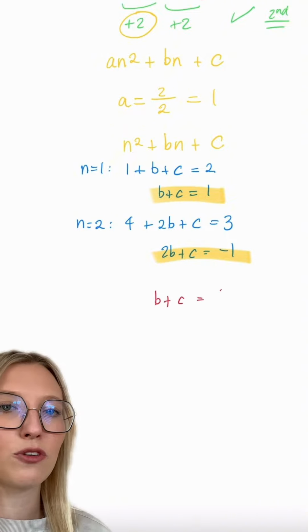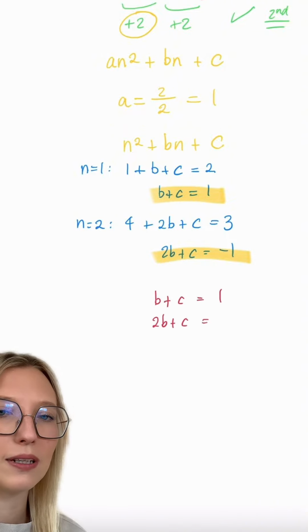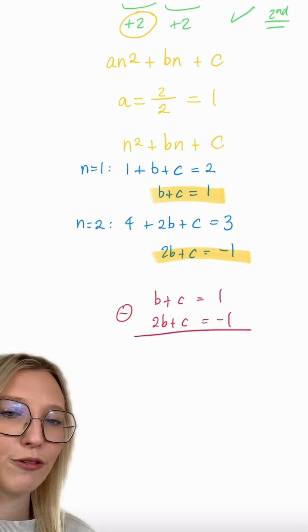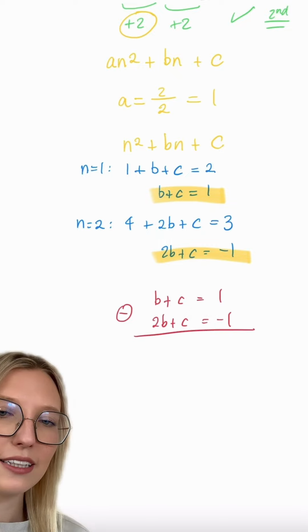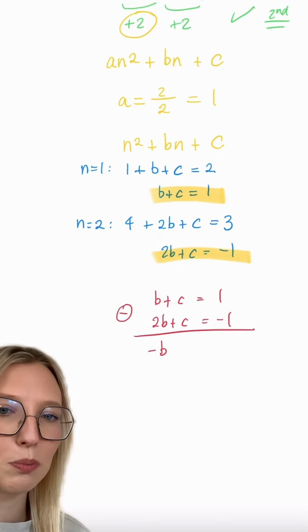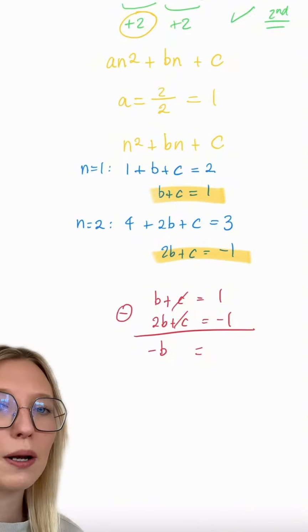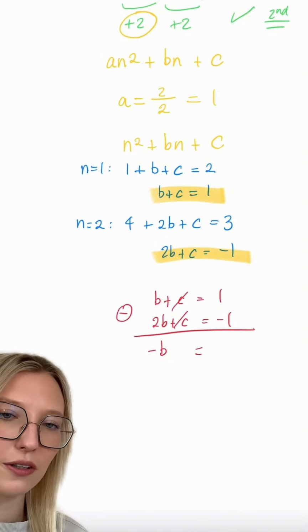So let's just write these out. We've got b plus c equals 1 and 2b plus c equals minus 1. If we subtract these equations, we can eliminate that c, so we're left with b minus 2b, which is minus b. The c's cancel, and 1 minus minus 1 leaves us with 2.